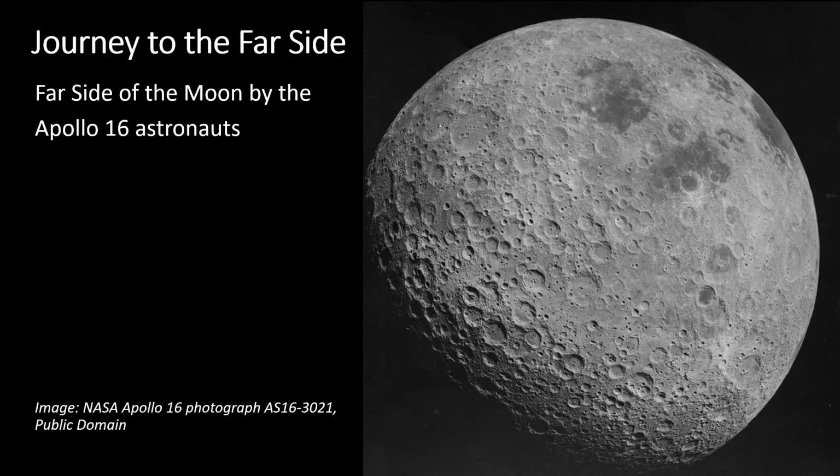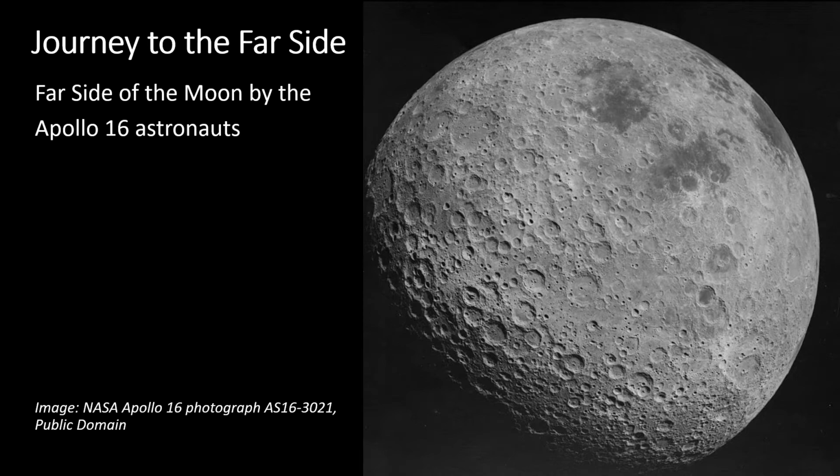Now let's take a journey to the far side of the moon. Here is an image of the far side by the Apollo 16 astronauts. Some people refer to this as the dark side of the moon. However, this is incorrect. The moon does rotate on its axis, so the far side of the moon is exposed to the sun just like the near side is.